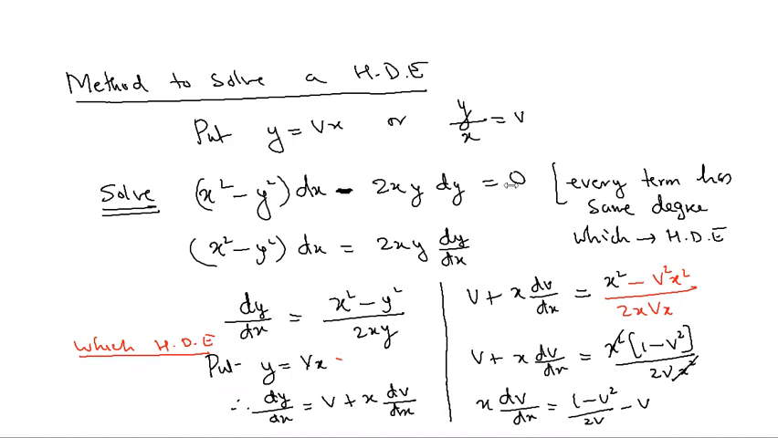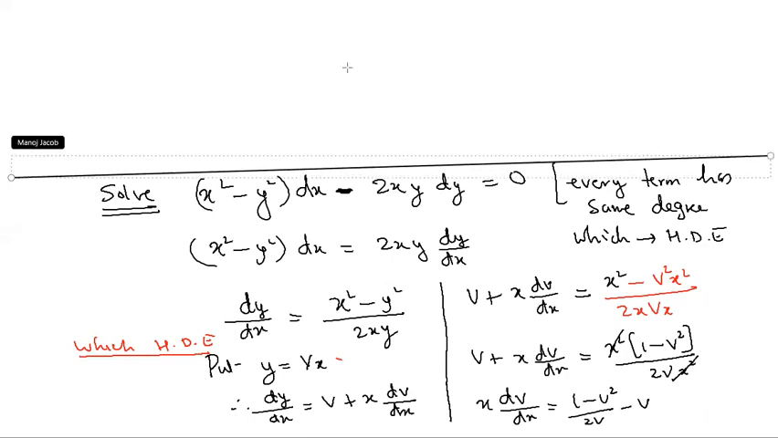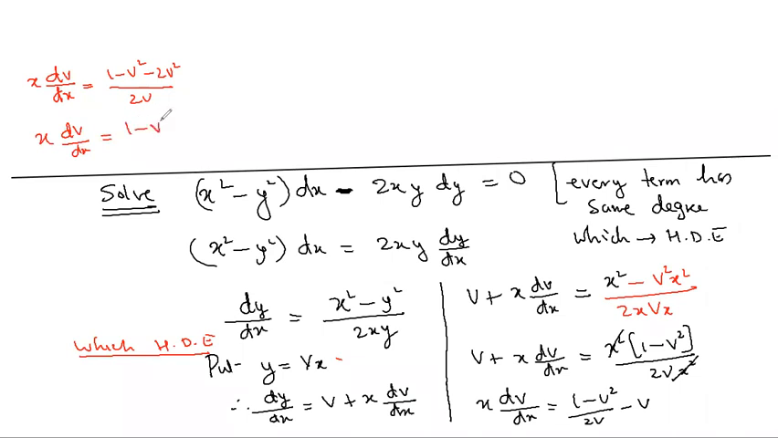Yes, many of you have given the answer. Oh, very good. Okay, I will come to the answer, then we'll talk. Now I will substitute this part. I think I can complete the solution over here. x into dv by dx is equal to 1 minus v square minus 2v square upon 2v. So x into dv by dx is 1 minus 3v square upon 2v.